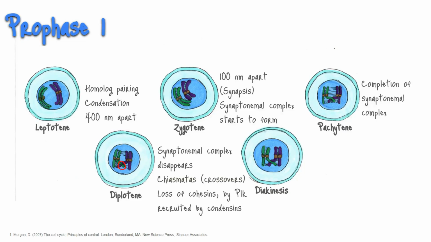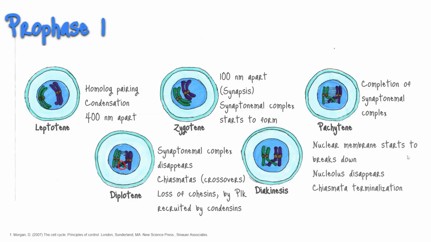Sister chromatid cohesion is completely absent at the chiasmata. Cohesion protein concentrations are reduced along chromatid arms and are lost at the chiasmata in late prophase. This partial loss of cohesin depends on condensin. Condensin is thought to recruit the kinase PLK, which then phosphorylates cohesin.